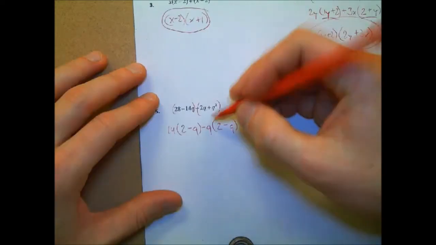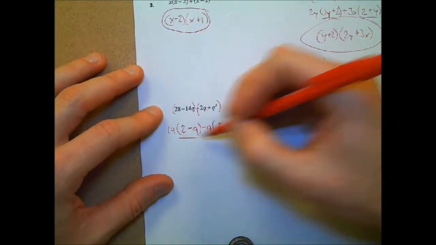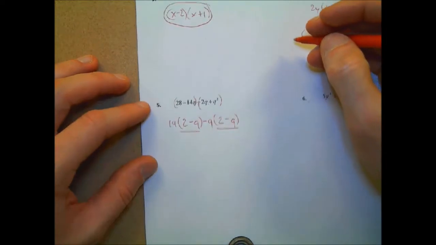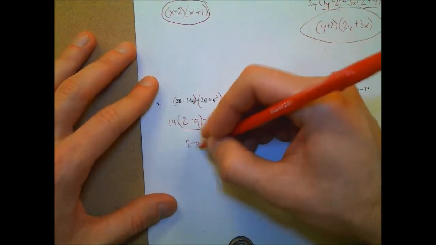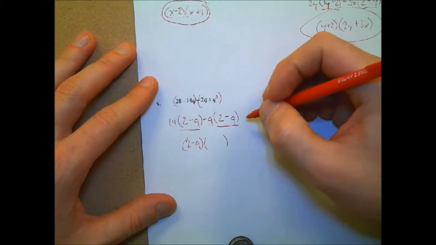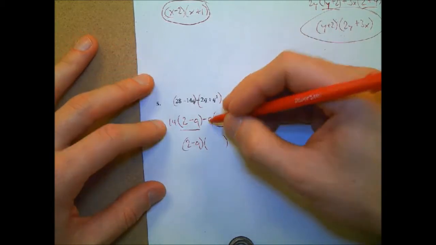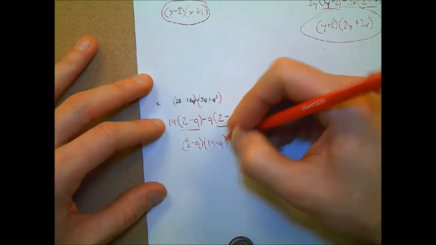But we do have one more thing, that 2 minus q is in common to both there, and so we can take that out, and then what's going to be left behind here? And then the next parentheses is going to be 14 minus q. 14 minus q, the leftovers there. Exactly right. And so there's our final answer.